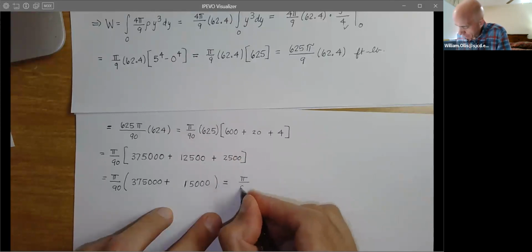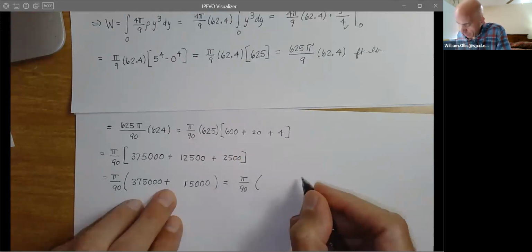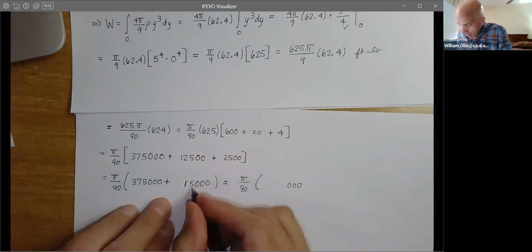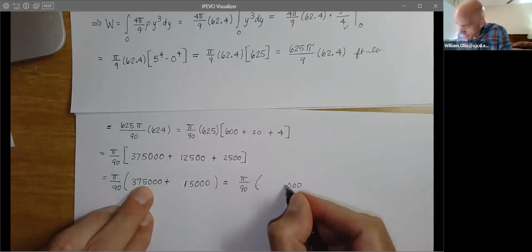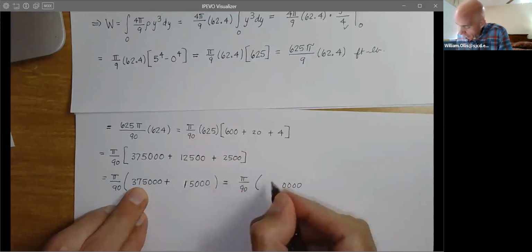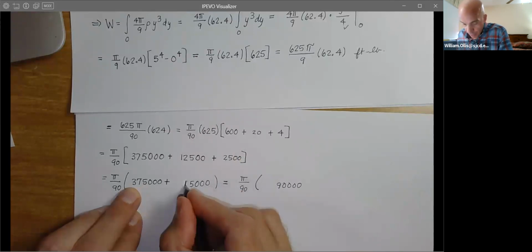Pi over 90. Now add these up from the rear. So we have 0, 0, 0. And then we have a 5 and a 5. So that's a 0 with a 1. So that will be 8, a 9, and then a 3.